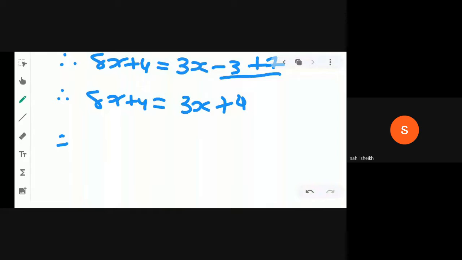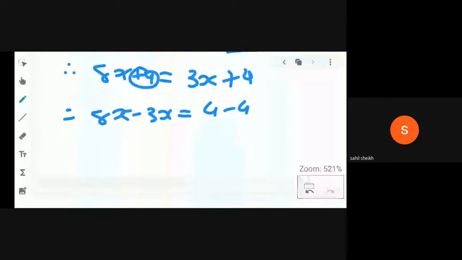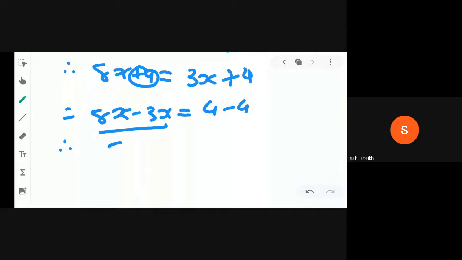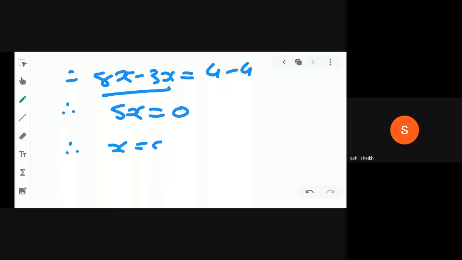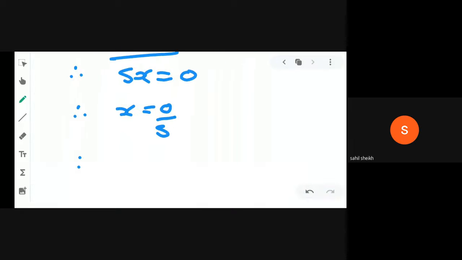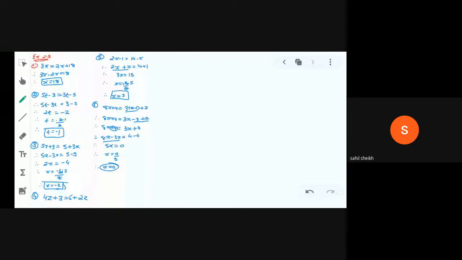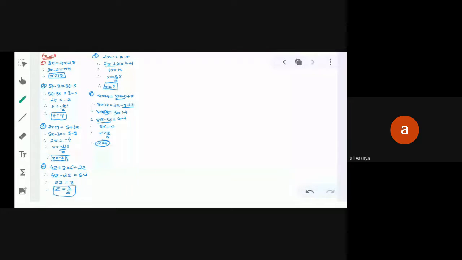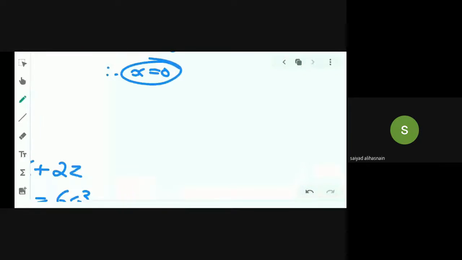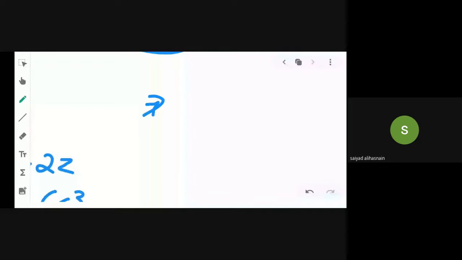Now we are taking variable to the left side, 8x minus 3x is equal to, this 4 we are taking to the right hand side, so it becomes negative. 8x minus 3x, 5x, and 4 minus 4, 0. So we get x is equal to 0 divided by 5, so it means it is 0. If the numerator is 0, the whole answer will be 0. Clear all of you, this question number 5 and 6? Yes. Okay, now we can see question number 7.